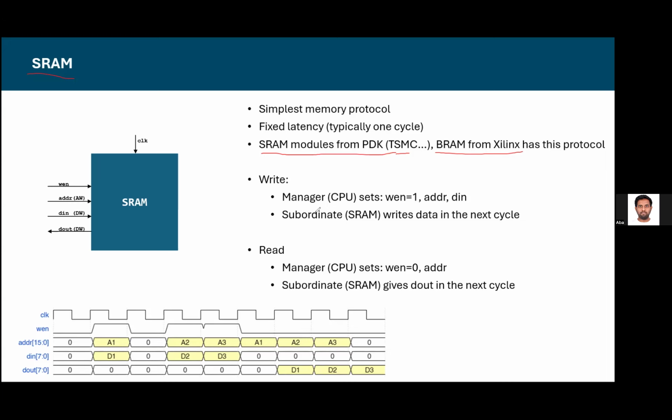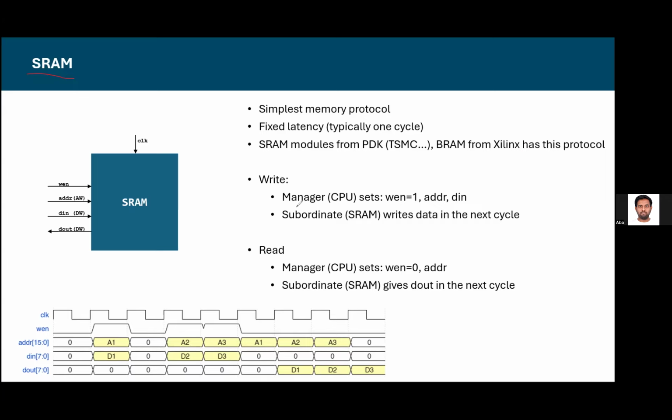So the way this works is basically like this. The SRAM is always a subordinate, which means it responds to requests. It will never generate requests. A manager generates requests and a subordinate responds to requests, right? So an SRAM is always a subordinate.